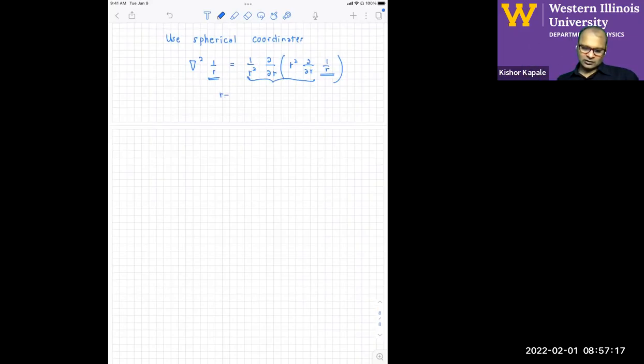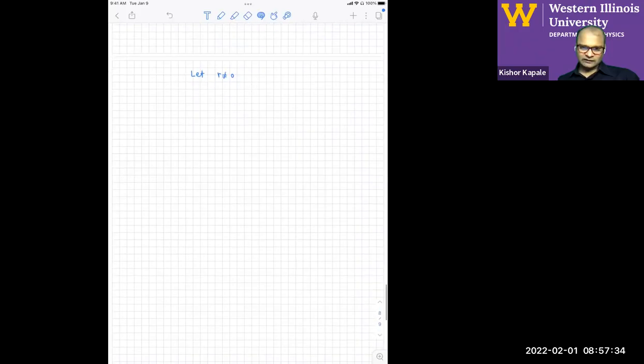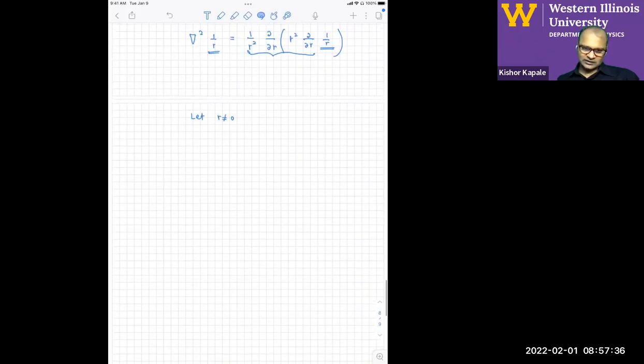And we are also going to now look at special cases when r is not equal to 0, because when r is 0, things are a little different. So let r be not equal to 0, and then let's see what happens. I'm going to just bring it down to the next page here. So if r is not 0, then what happens?